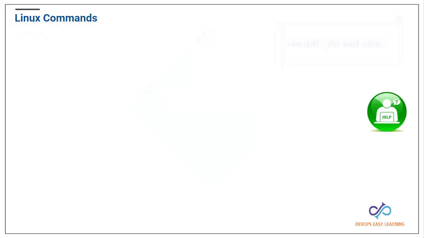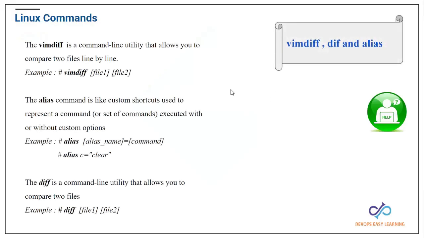Right. Let me just click here. We have a couple of examples here. When we say vimdiff, what is the purpose of the vimdiff command in Linux? Let's say you have two files here, and you are trying to check what might be the difference between those two files. You can go ahead and use the vimdiff command to see if there is any difference between those two files, right?